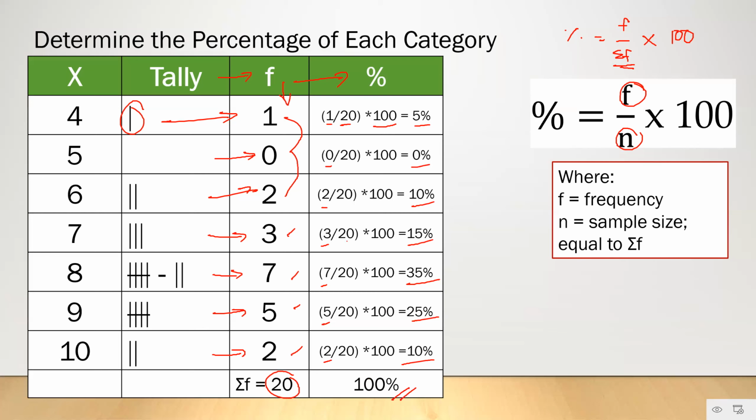Based on this table, we can see that the biggest percentage is 35%, which tells us that 8 is the most commonly observed score in the data set, followed by 9, which is 25%. And the third most commonly observed score is 7 with 15%. This also means that nobody got a score of 5.